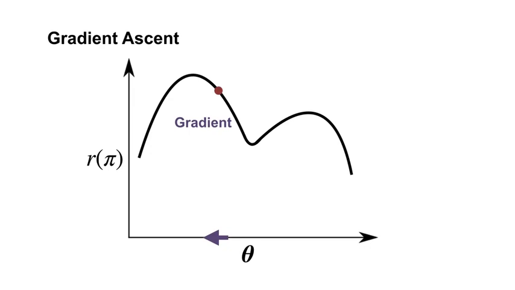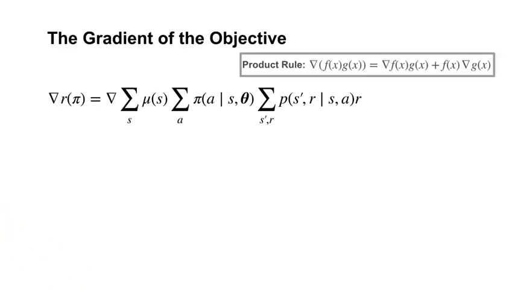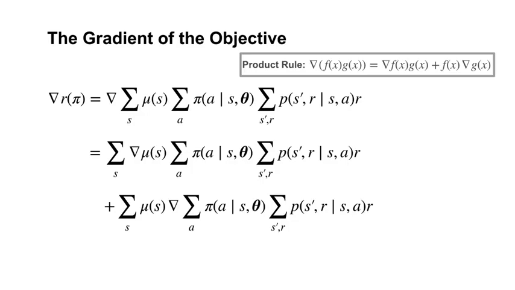Remember that a simple recipe for solving a problem is to first specify an objective, then estimate the gradient of that objective, and finally adjust the weights in that direction. Step 1 is done. Now the next step is to estimate the gradient of our objective. Recall the average reward objective. Let's compute the gradient. We can apply the product rule of calculus to the objective to yield two terms. This looks pretty complex, so let's look at it a bit more closely.